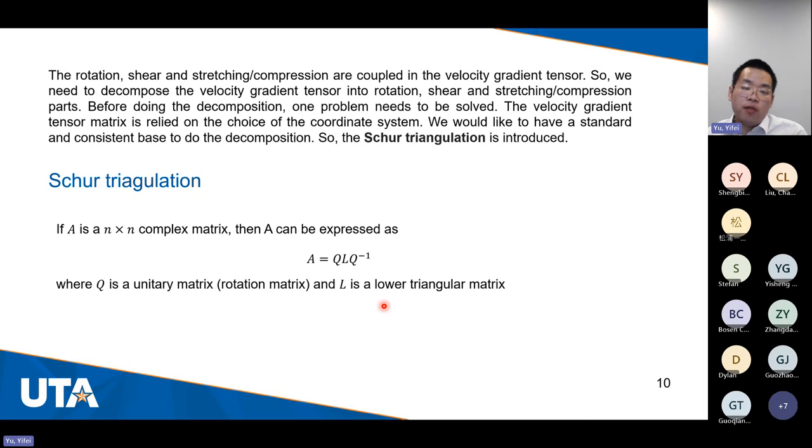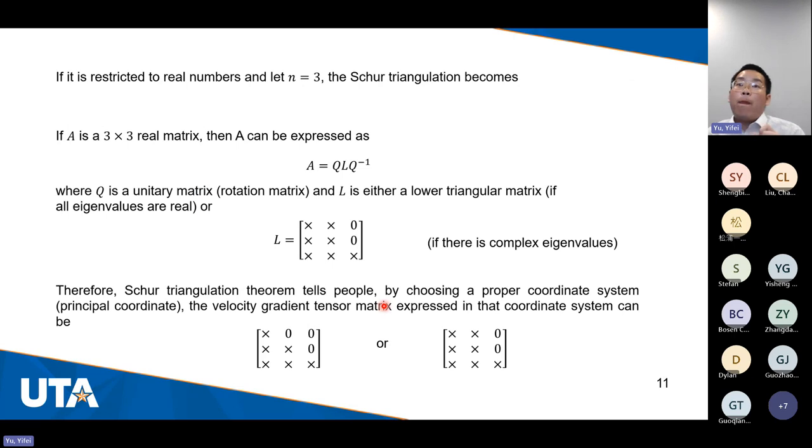Schur triangulation says if A is an n by n complex matrix, then A can be expressed as A equals Q times L times Q inverse, where Q is a unitary matrix. And the unitary matrix is also a rotation matrix. So that describes if we rotate the coordinate, right? Schur triangulation says if we rotate the coordinate system, what would A be? A can be a lower triangular matrix. That's what Schur triangulation says.